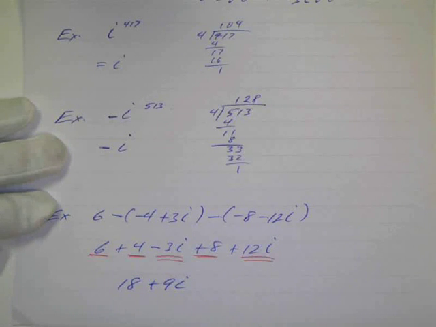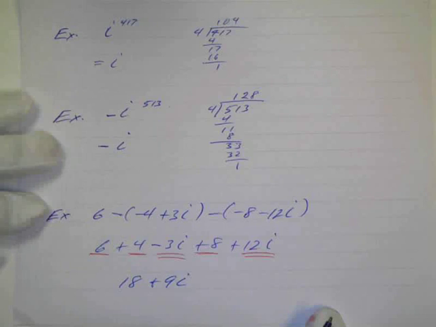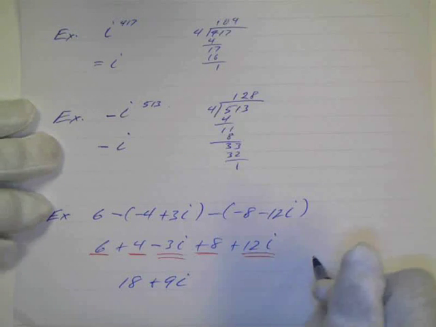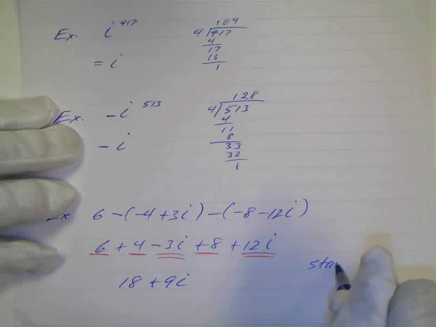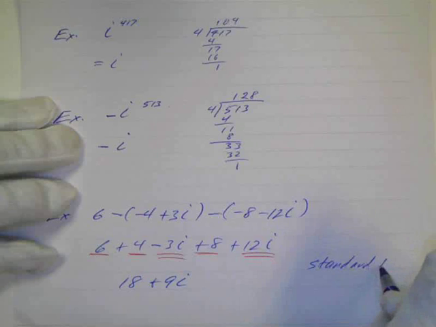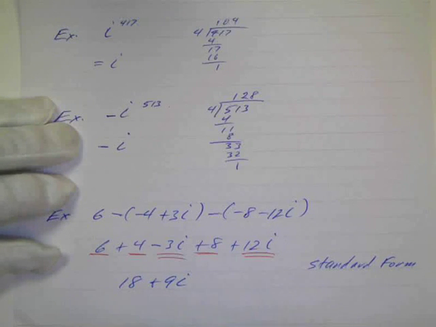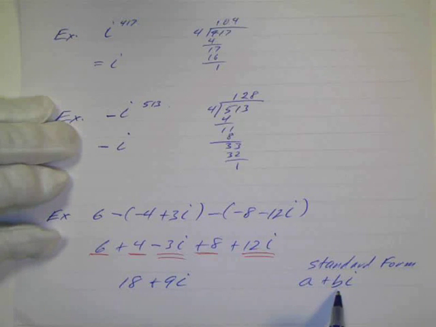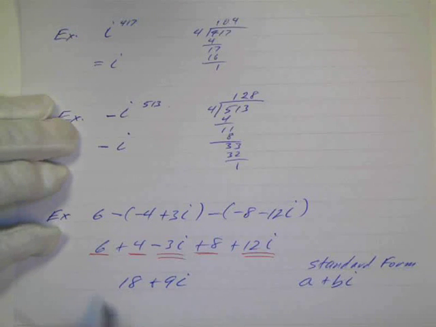Now, when we talk about a complex number in standard form, there's the numerical part first, we call that a, and then bi. And b is usually called the complex part. So here a is 18 and b is 9. So we usually want to write these in what they call standard form. Okay.